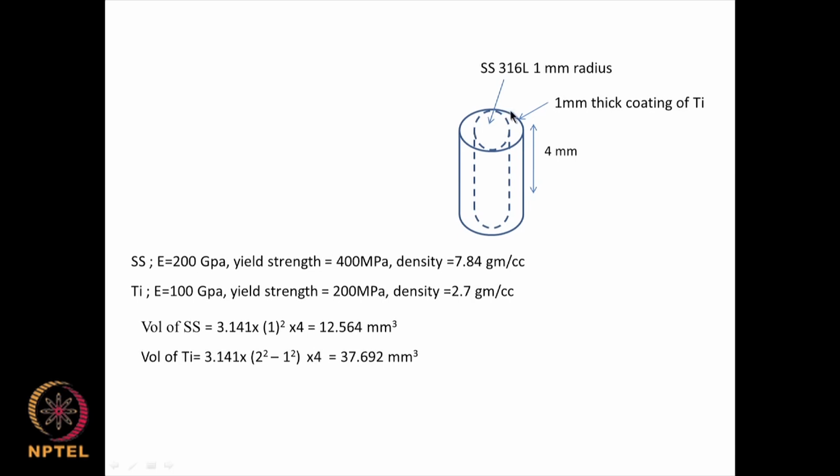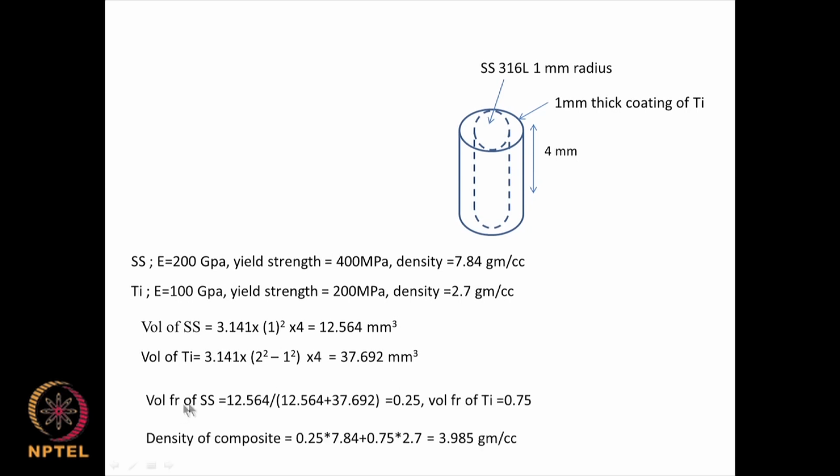Volume of titanium: now this is like a tube here. The inner radius is 1 mm, the outer radius is 2 mm. So pi into r squared minus r squared, 2 squared minus 1 squared, into 4. So this is 37 millimeter cube. So the volume of the stainless steel rod is 12.5 millimeter cube, and the volume of the titanium tube is 37 millimeter cube.